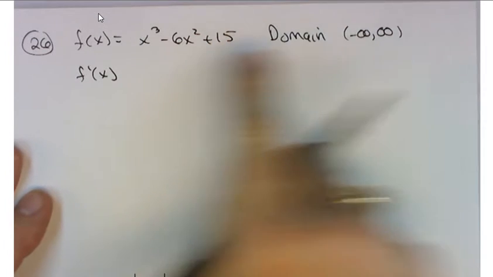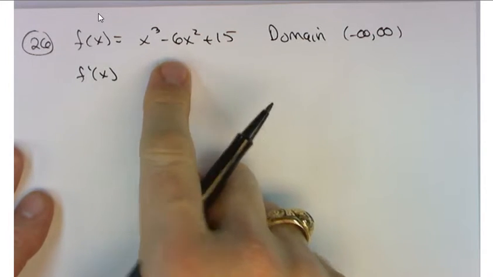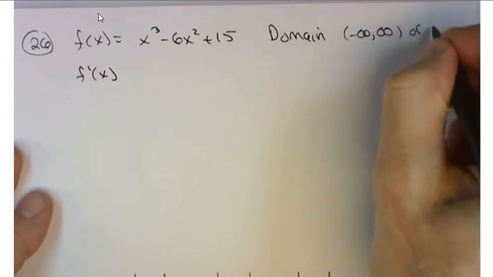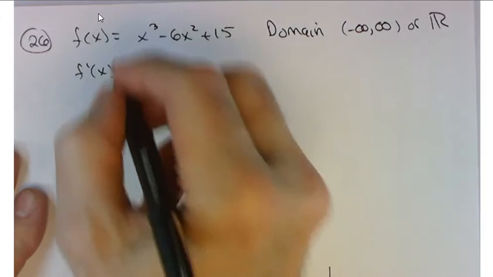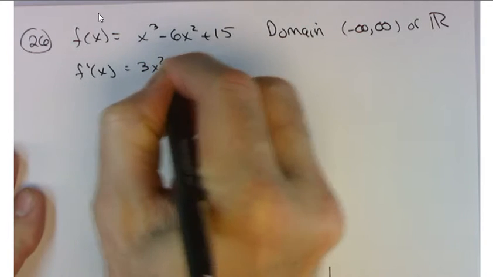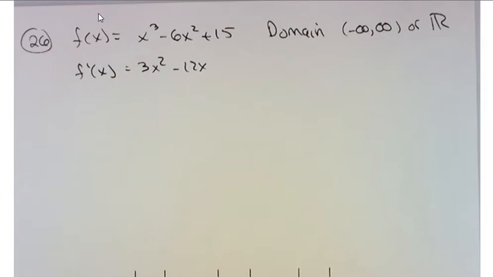There's no place that you can get a 0 in the denominator, a negative under a square root, or the negative of a log. Sometimes I'll write that as script R. Now f prime, you should be able to calculate pretty easily. That's 3x squared minus 12x plus 0, which we'll leave aside.